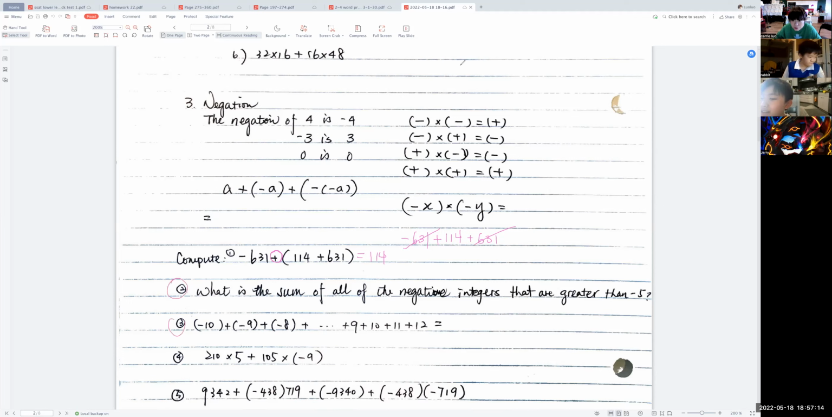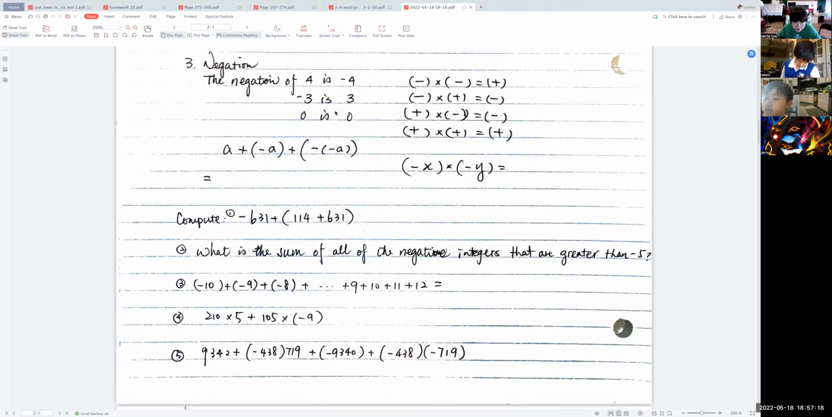Okay, so let's take a look at 2, 3. So, Rabbit, if you don't understand my handwriting, I'm just going to read it for you, okay? What is the sum of all of the negative integers that are greater than negative 5? Okay, so 2, 3, 4, 5, your turn.